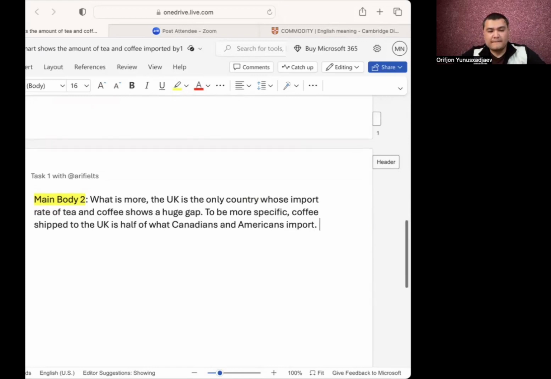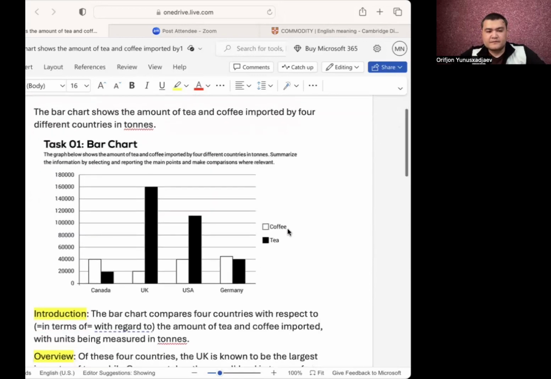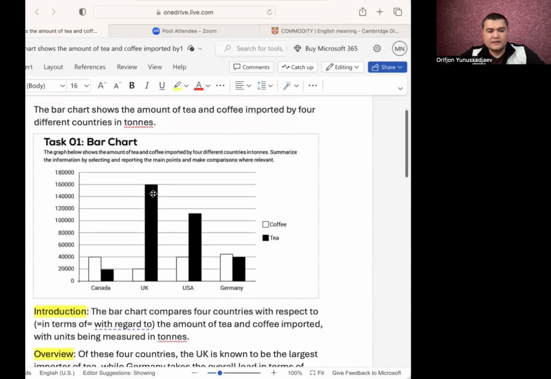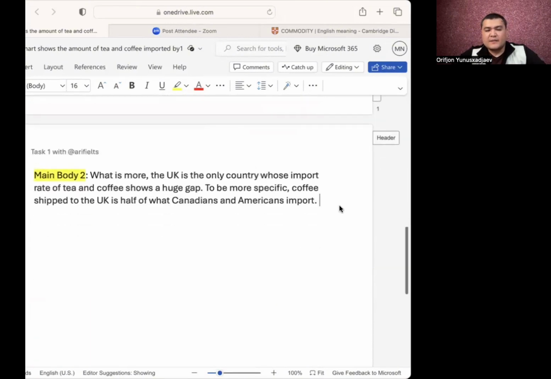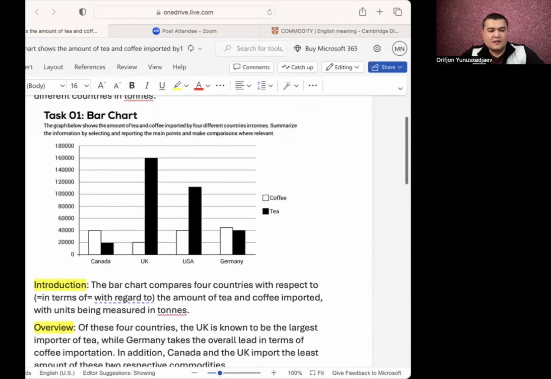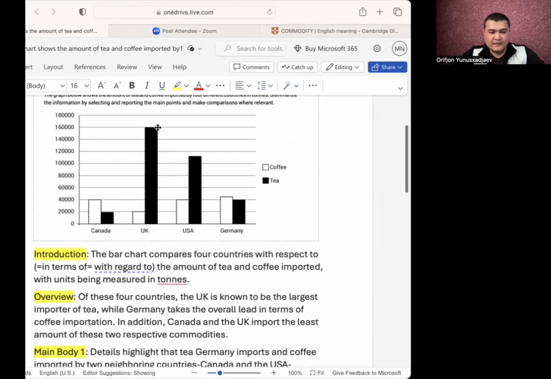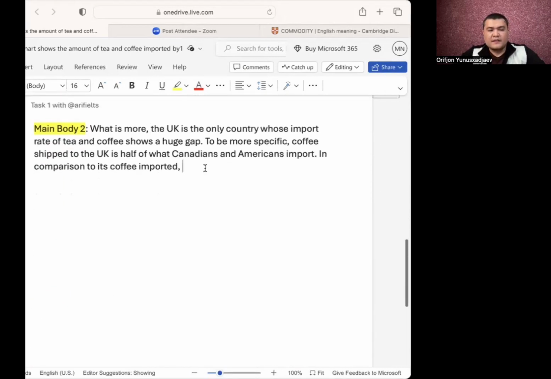All right. So now I will give information about tea right here. All right, about tea. In comparison to, which means compared to, right? In comparison to it's coffee, right? It's coffee imported. So I'd like to compare this one and this one, all right? So in comparison to this, then I'd like to talk about this. In comparison to its coffee imported, so what do we say?